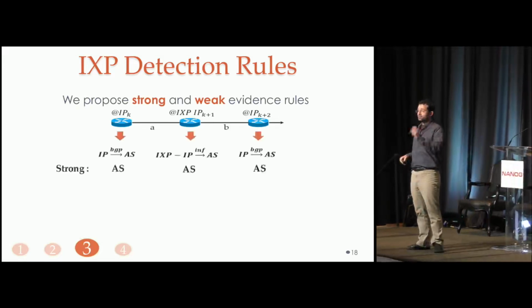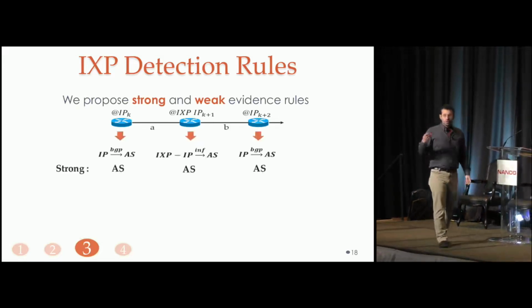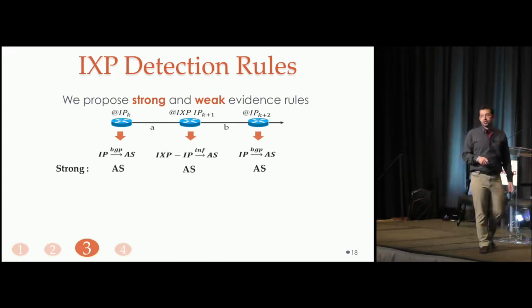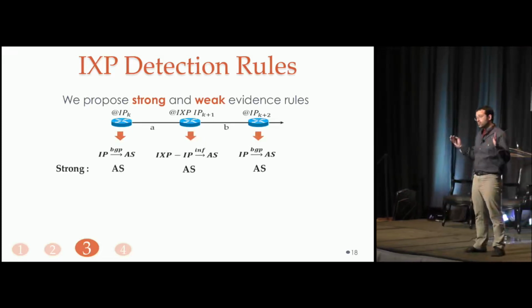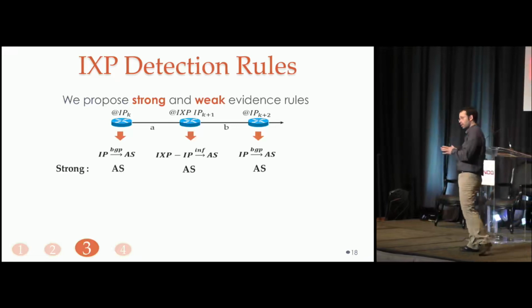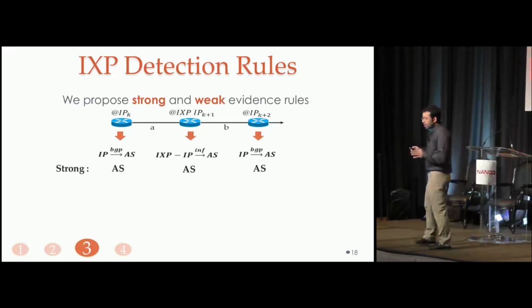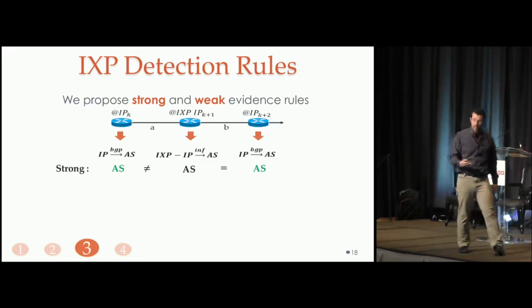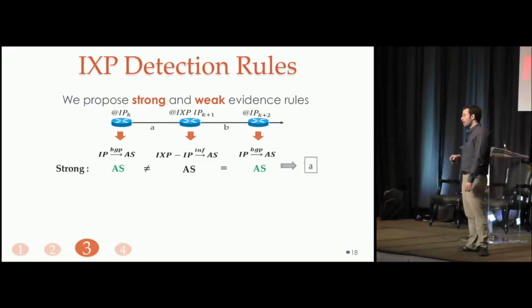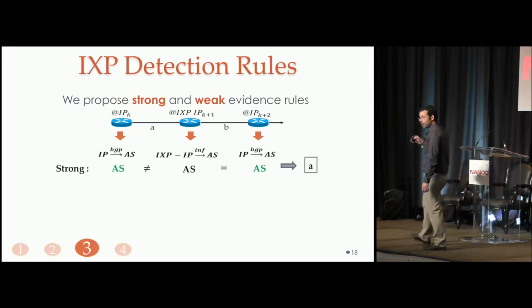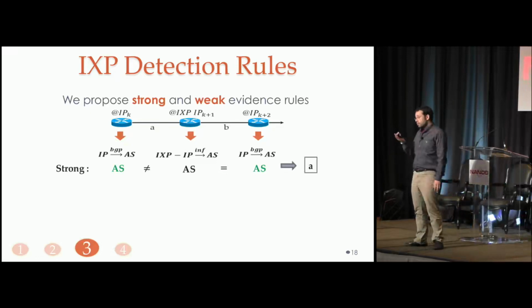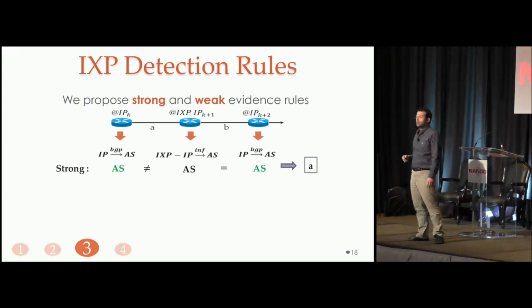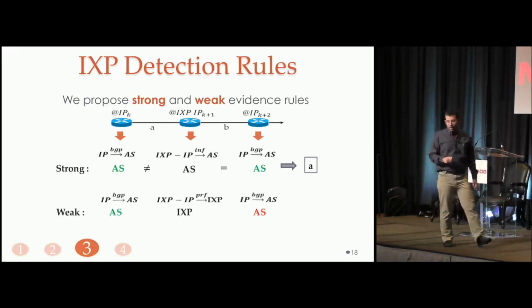Consider again that we have a sample of a hop window with an IXP IP in the middle. A strong evidence rule requires AS information for all the 3 IPs, and especially for the middle one based on IXP membership data. And if the border ASes are members of the IXP, with the first 2 AS numbers being different, we can say that this rule is satisfied, and then we infer that we have crossed an IXP in the first hop of the hop window. I mean, in other words, before the IXP IP.